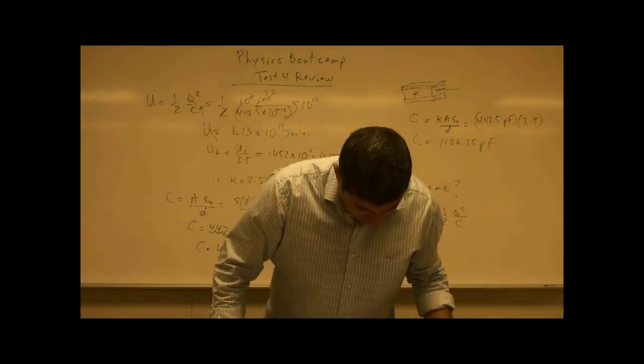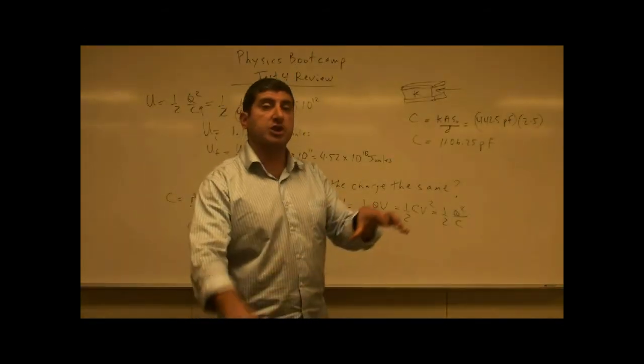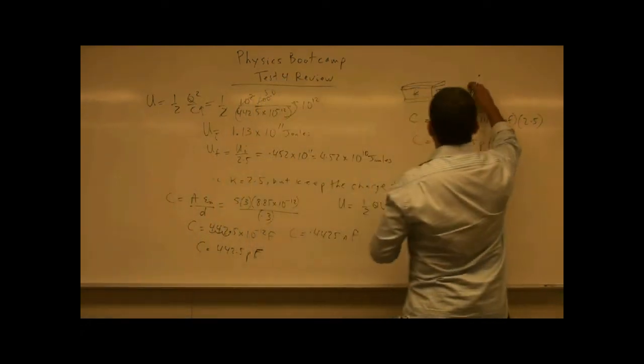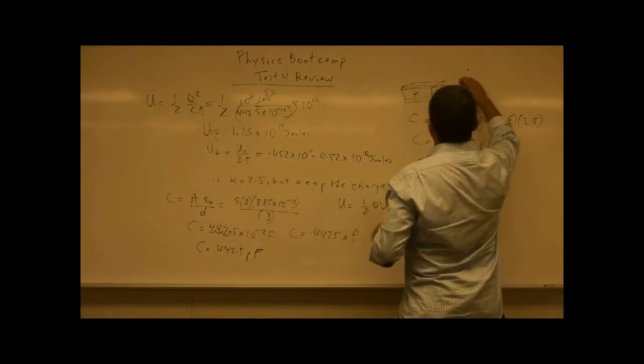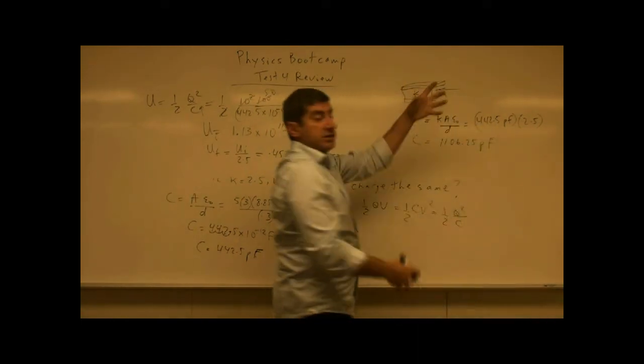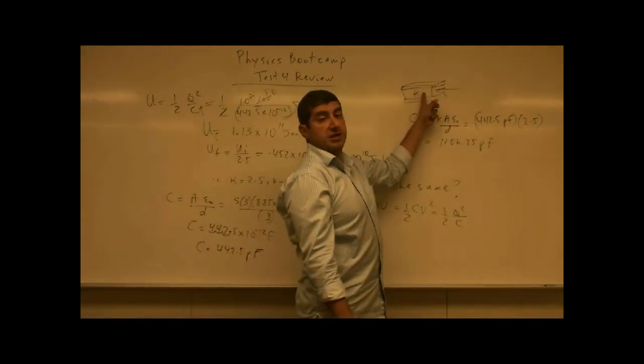Okay, and that is the answer, 4.52 times 10 to the 10th joules. So since the potential energy has dropped, what does that mean? Well, that means as I'm putting the dielectric in there, the dielectric actually gets sucked in, and the loss of potential energy shows up as kinetic energy in the dielectric.